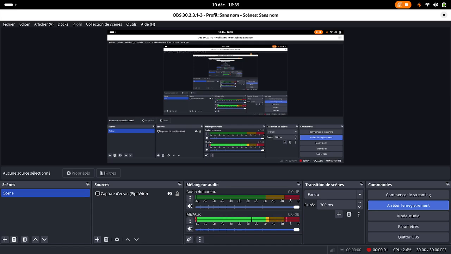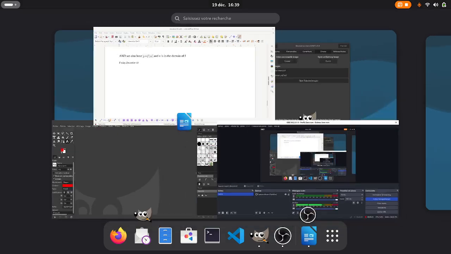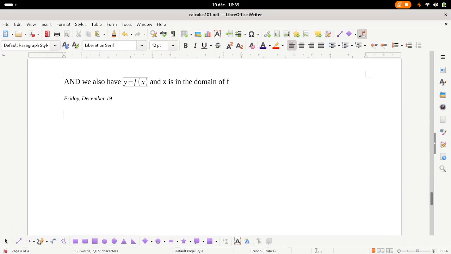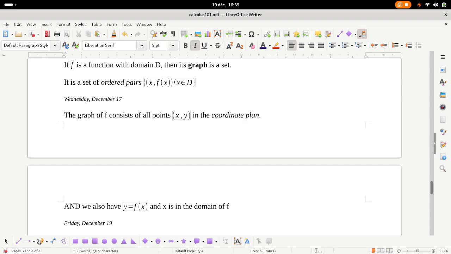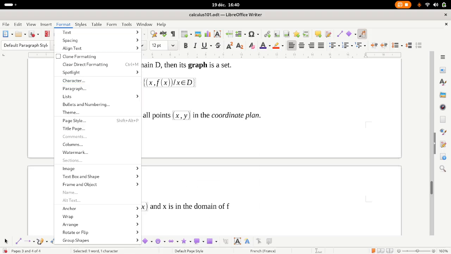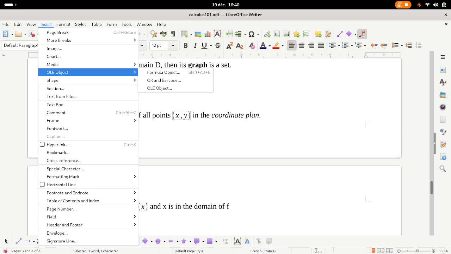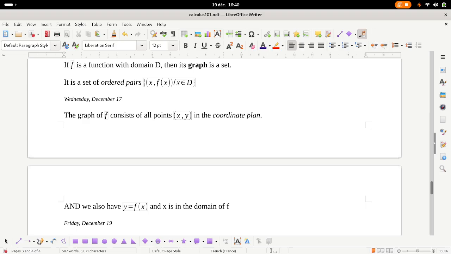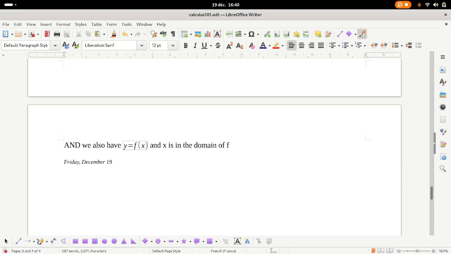So we continue with calculus, and we are in the chapter of the graph of a function, and we've seen last time that the graph of a function f consists of all points in the coordinate plane. Okay, first thing. Second thing, and we also have y equals f(x), and x is in the domain of f. Now we will see how we can read the value of a function.